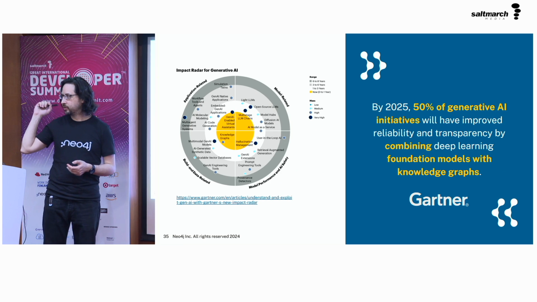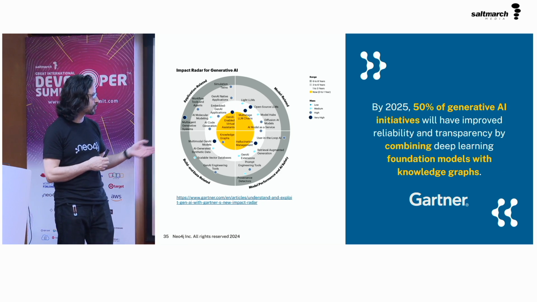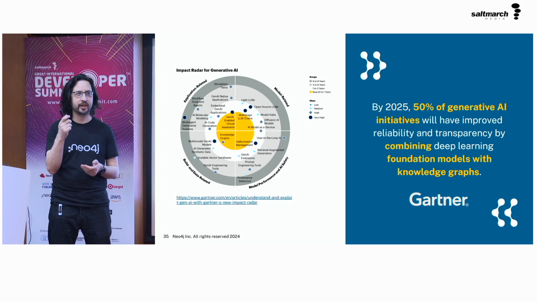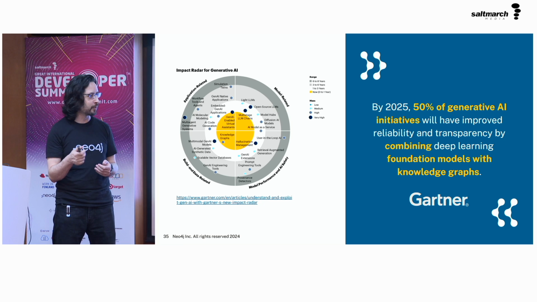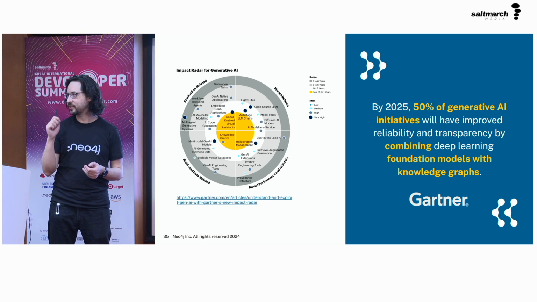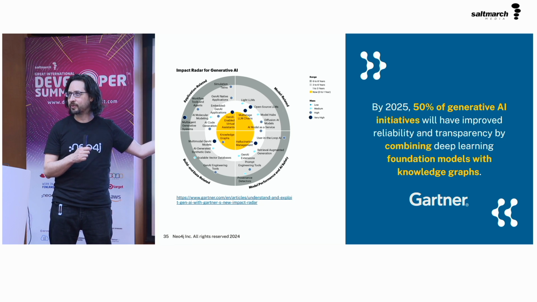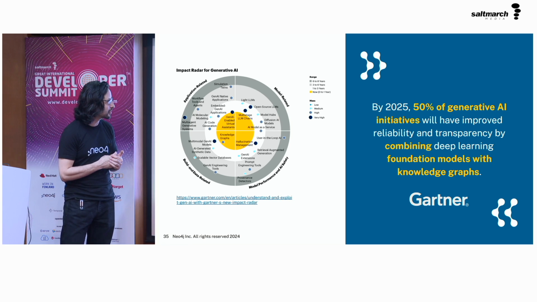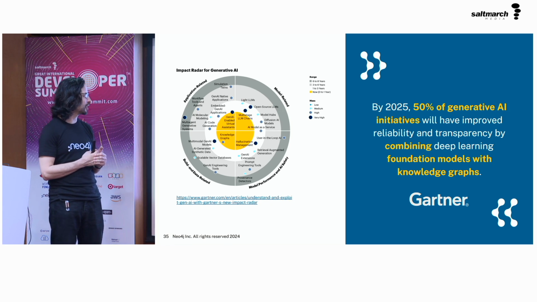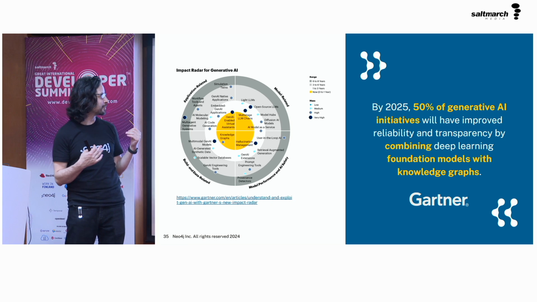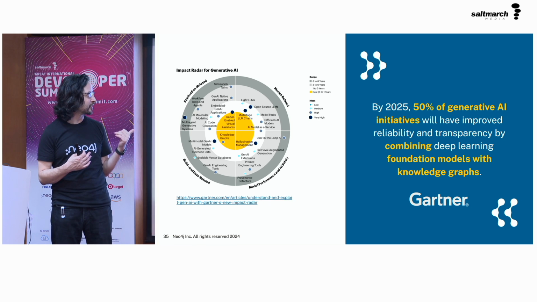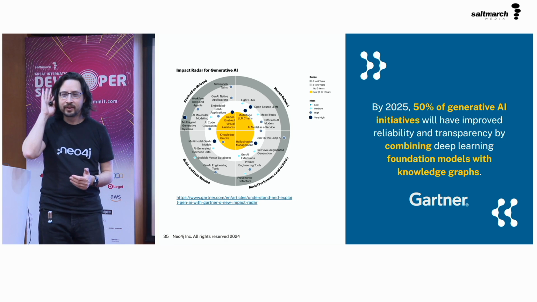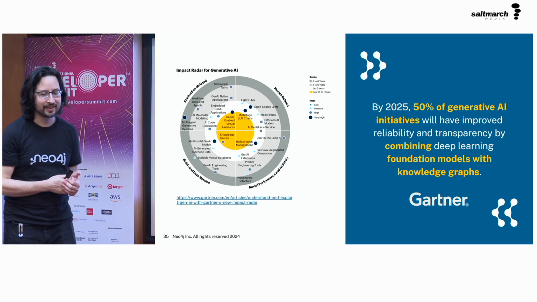And then, of course, none of us really believe Gartner because they're actually the biggest liars. I don't know if you were in Jim Weber's talk. Jim Weber talked about AI being the biggest liar in the world, but I would argue Gartner is an even bigger liar. It is that simple. So according to Gartner, by 2025, 50% of initiatives will improve reliable transparency by combining deep learning foundation models with graphs. So it's what? Expected. Yeah, that of it.